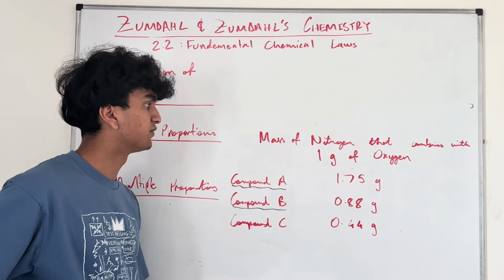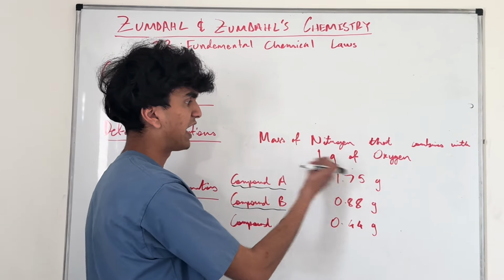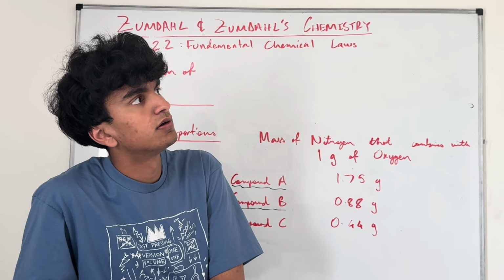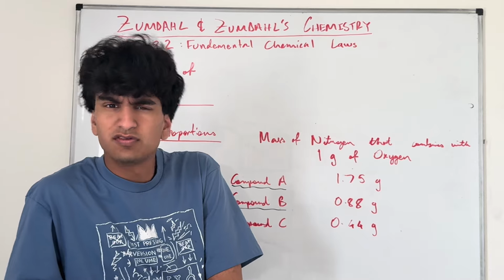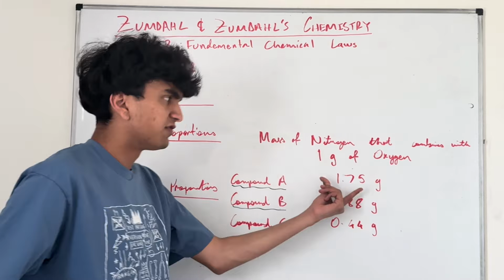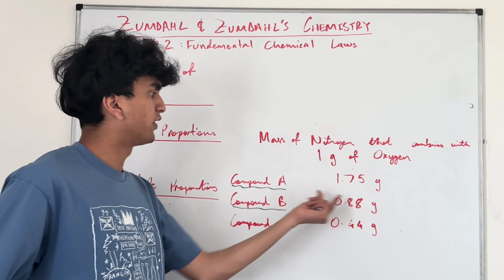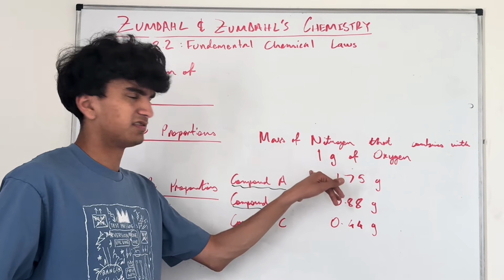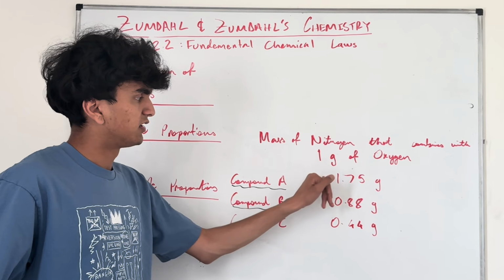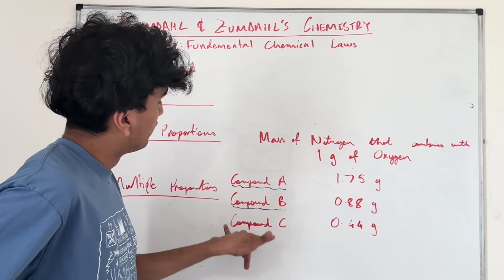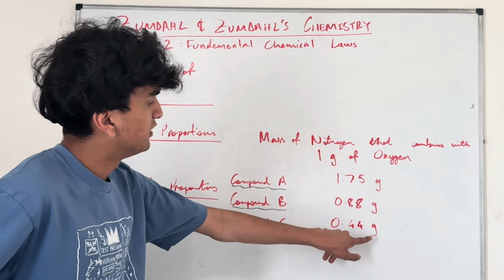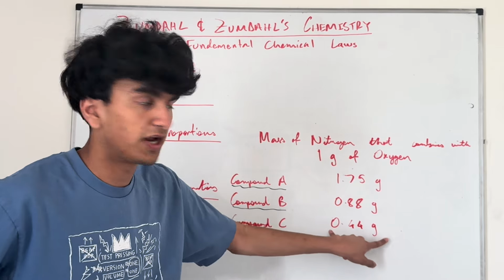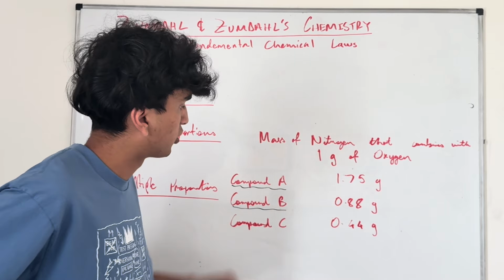It's sort of like the ratios. Compound A has a 1.75 to 1 ratio. I think that would be 7/4? Maybe 7/4 ratio, and 0.88 to 1 would form compound B. No, I don't think it's 7/4. I think it's a little bit different. I could be wrong. And then for compound C, it's going to be 0.44 to 1, right? You need 0.44 grams of nitrogen to form compound C.